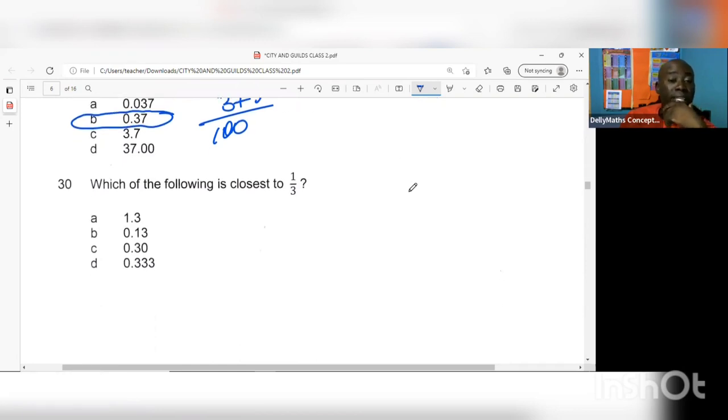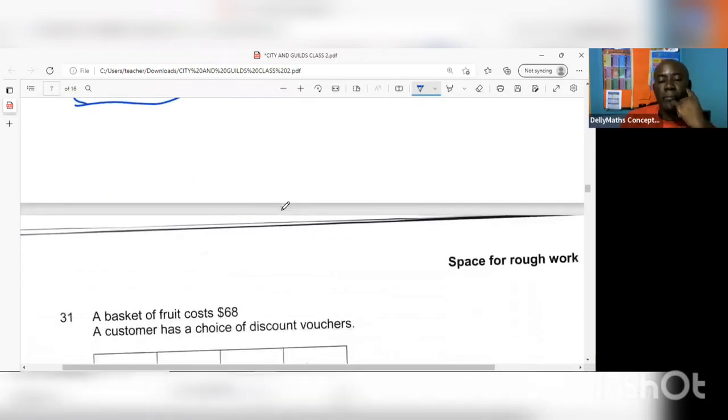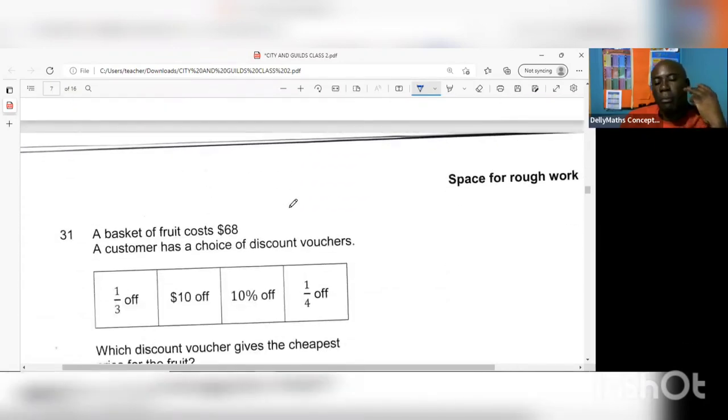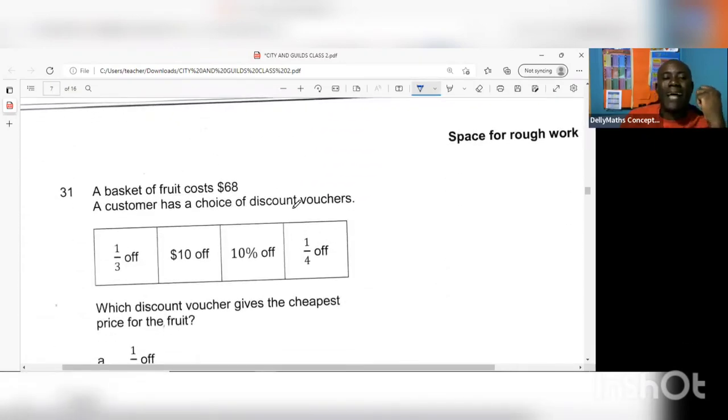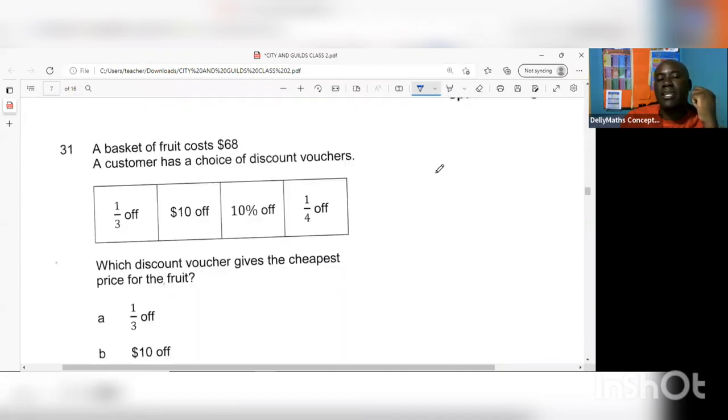Which of the following is closest to 1/3? 1/3 is 0.3333 to infinity. So this is the closest to it, 0.333.